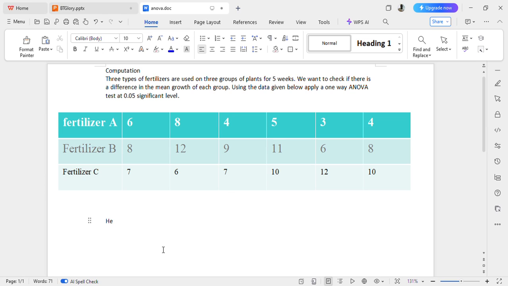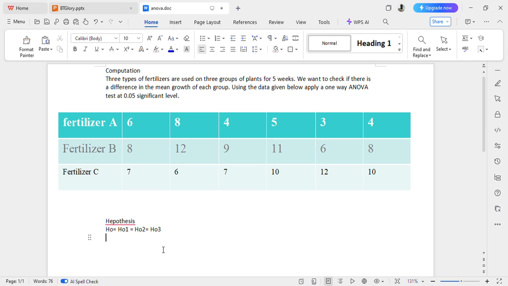So hypothesis, we need to create our hypothesis. So we have H0, our null hypothesis, H01 equals H02 equals H03.